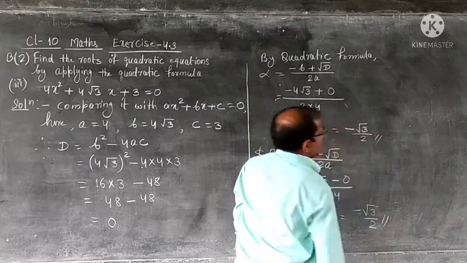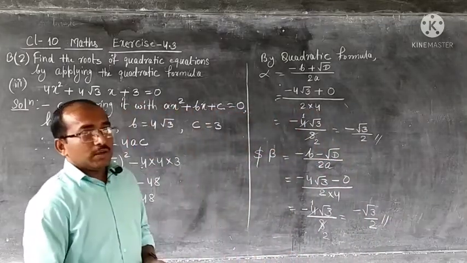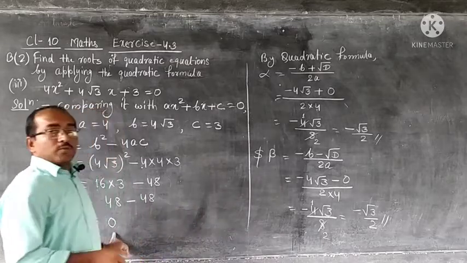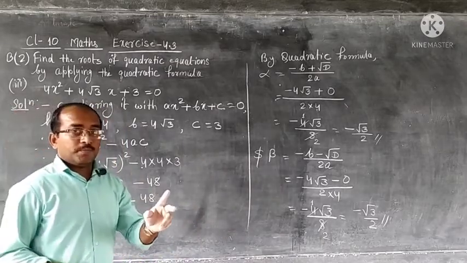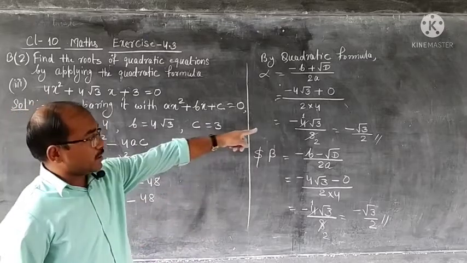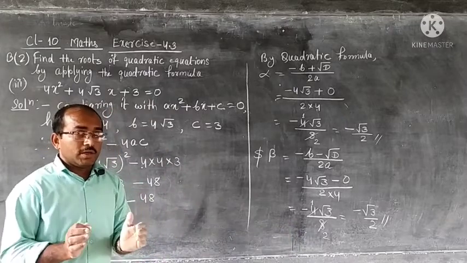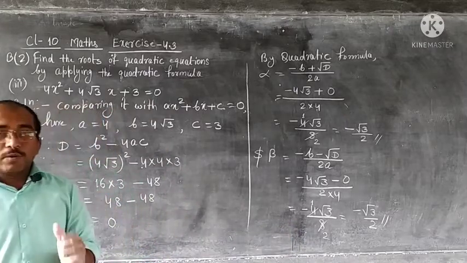Now, remind yourself the nature of the roots. In the last two questions, d was greater than 0, so roots were unequal. Here we get d is 0, so roots are equal. I hope you are now getting the concept very clearly. Let us go now to question number 4.